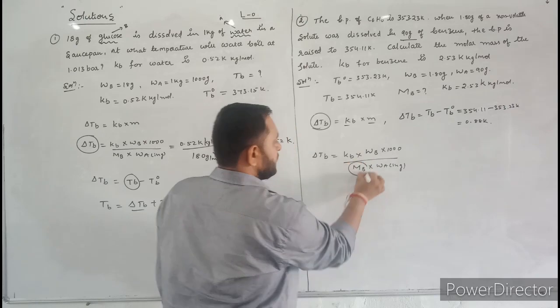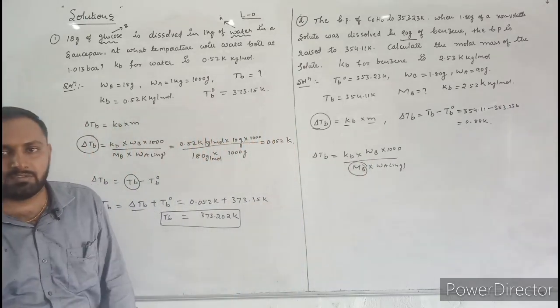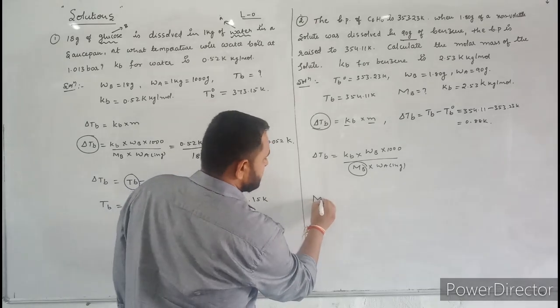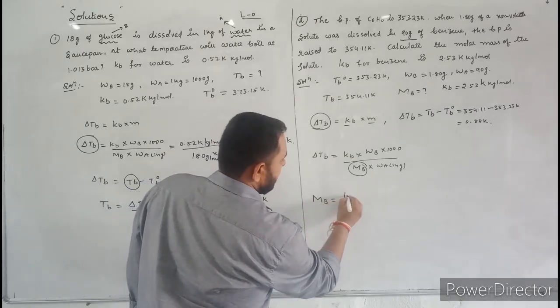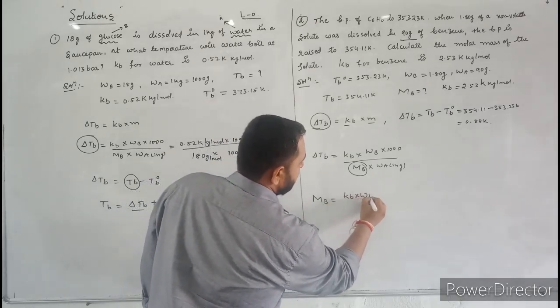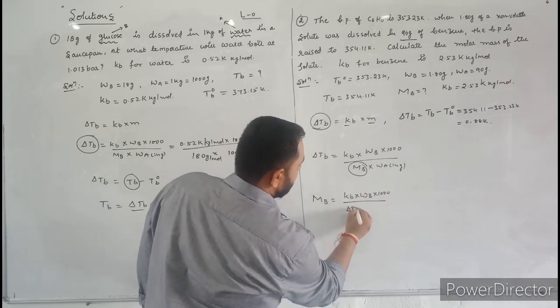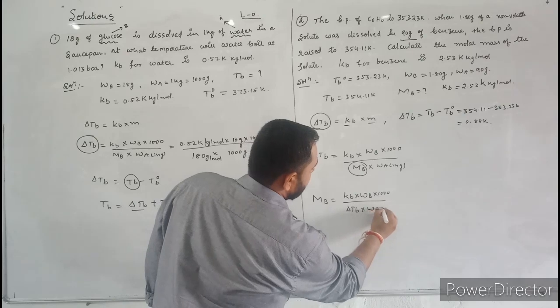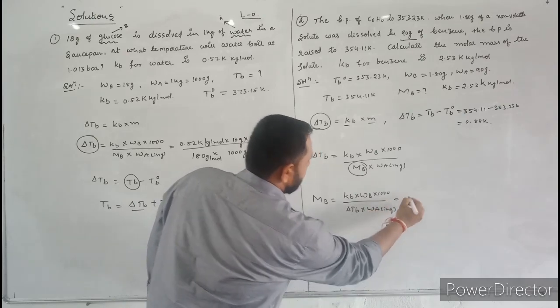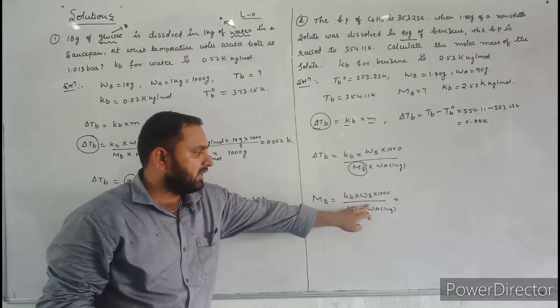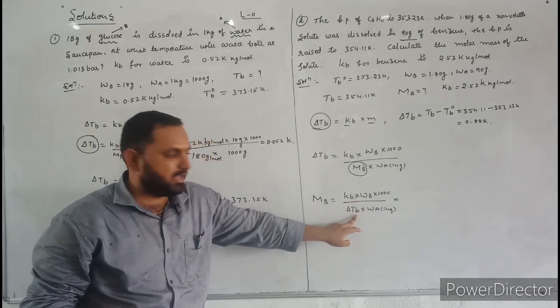But he is asking to calculate what? Molar mass of solute. Just rearrange this equation. Molar mass of solute is equal to KB into weight of solute into 1000 divided by delta TB into weight of solvent in grams.